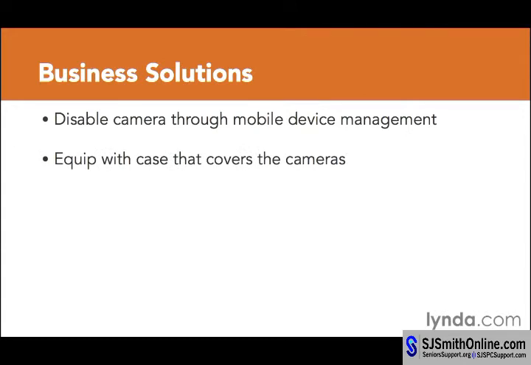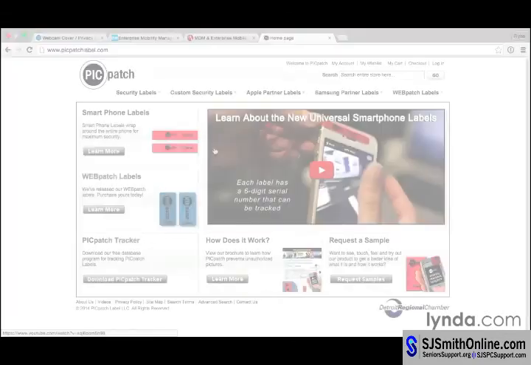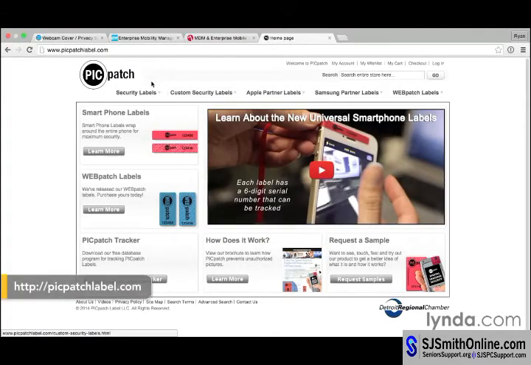Another solution is to equip the devices with a case that both protects the hardware investment from damage as well as covers the cameras. Then, of course, there is the issue of BYOD. When workers bring their personal devices into secure places, it can be difficult to contain the security risk. PicPatch has created a clever security option for companies. Their labels wrap around a phone to cover the camera. Once the user removes the wrap, it indicates it has been removed.